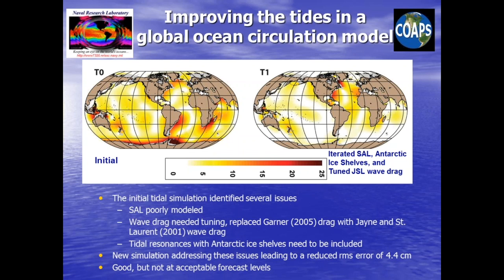But when you're trying to see what it takes to get something right, you can afford to do these sorts of things on a limited basis. So we know that we can improve things by improving the representation of the self-attraction and loading. We also basically changed out the form of the wave drag, which just makes it a little bit easier for us to do some tuning experiments. And we extended the domain of the model to include the ocean underneath the floating ice shelves.